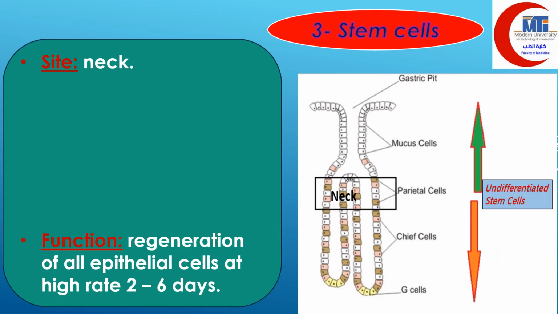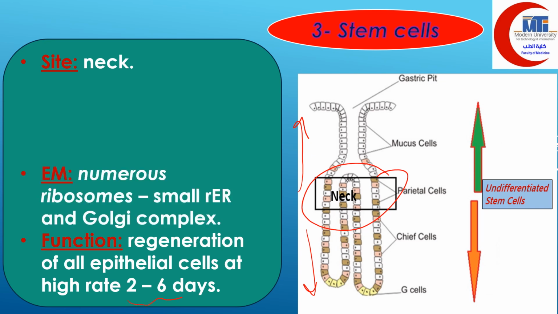The third type of cell, which is also important, is the stem cell. What is important to know about the stem cell? As you know, it is responsible for regeneration. Important to know is the site of the stem cell. You are going to find it in the neck of the fundic gland, where it divides to go upward and downward in order to make complete regeneration of the epithelial cells of the fundic gland in nearly 2 to 6 days.